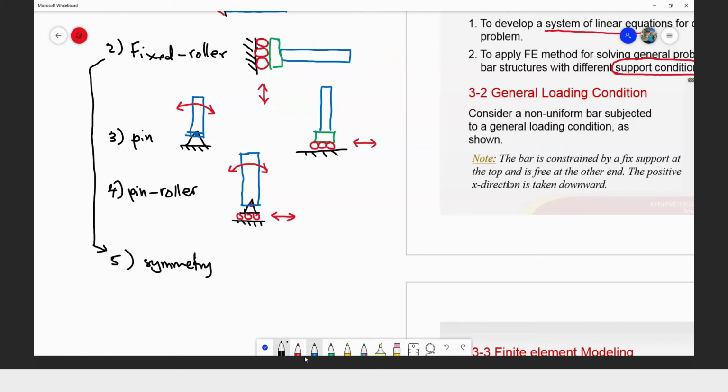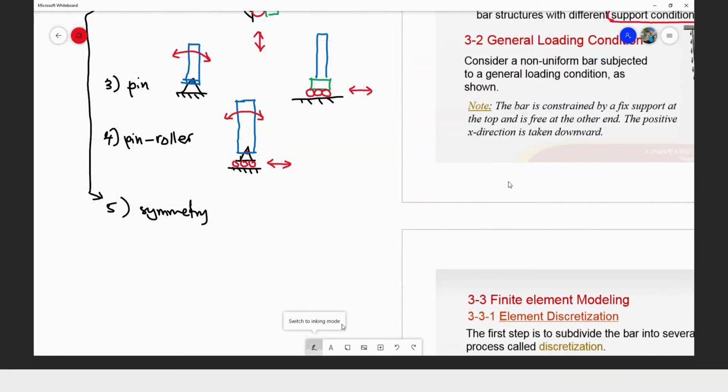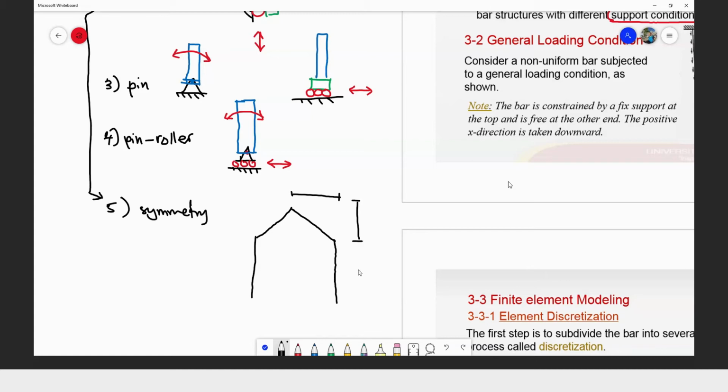Sebagai contoh lah, sebab dia tak nampak kan. I will draw a bit here. Let's say I have a structure which looks like a house structure lah, lebih kurang lah, ataupun roof structure. Okay, geometrically the dimensions of this structure, kalau kita tengok ni, geometri dia hampir sama kan.